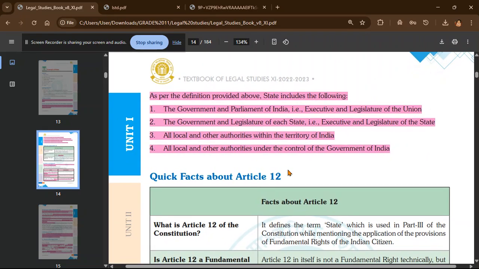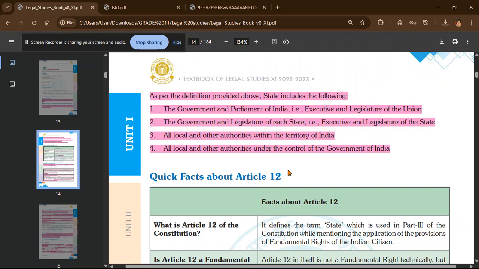So, Article 12, as per the definition, states that the state includes the following. First is Government and Parliament of India, executive and legislature of the union. Basically, the first point talks about the central form of government, that is the Parliament of India. Our Parliament of India consists of a lot of people such as your prime minister, your council of ministers. These all come as your Parliament of India. So executive and legislature of your union means the center, right?